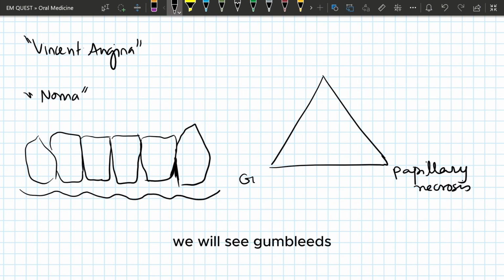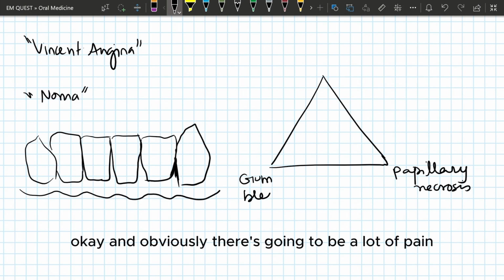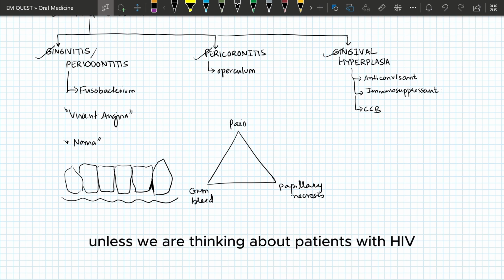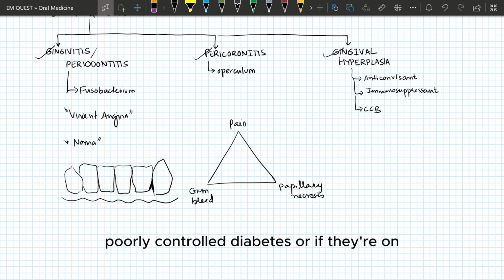We will see gum bleeds, and obviously there is going to be a lot of pain. Normally these conditions do not require any lab investigations unless we are thinking about patients with HIV, or if there is some poorly controlled diabetes, or if they are on immunosuppressive therapy.